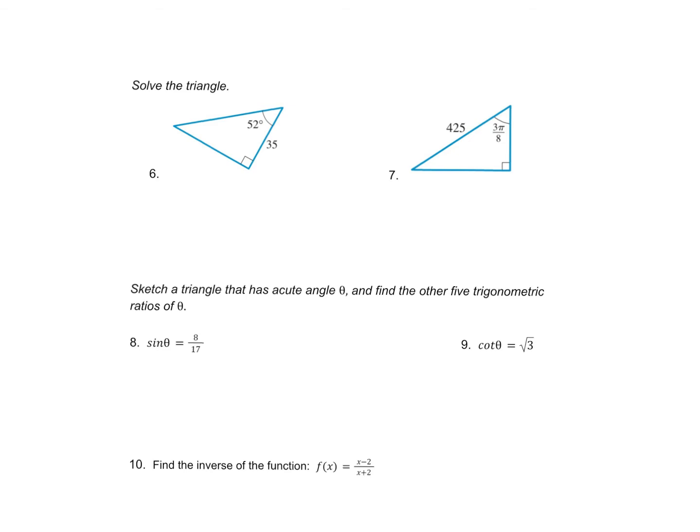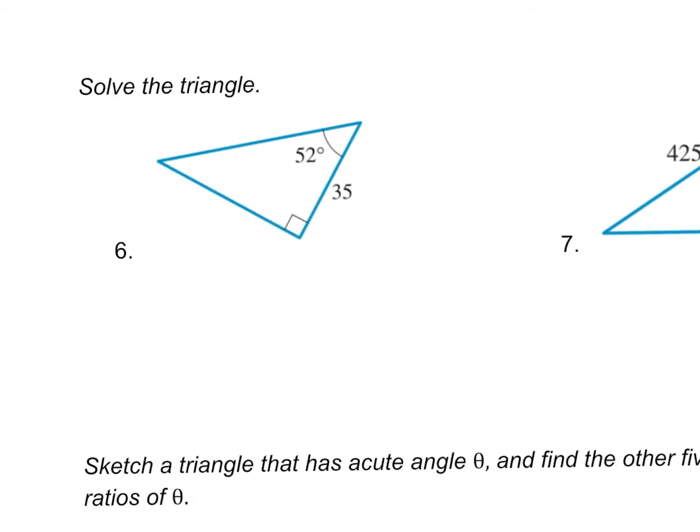6 and 7 say solve the triangle. That means we're going to find everything that's missing in both of them. So first thing I notice is, let me make this a little bit bigger, that angle is 52 degrees, which leaves a total of 38. So there's the first answer. All 3 angles have to add up to be 180, which means the 2 smaller angles have to add up to be 90.